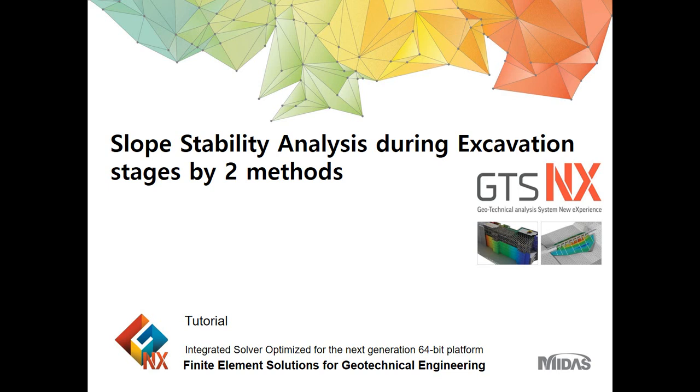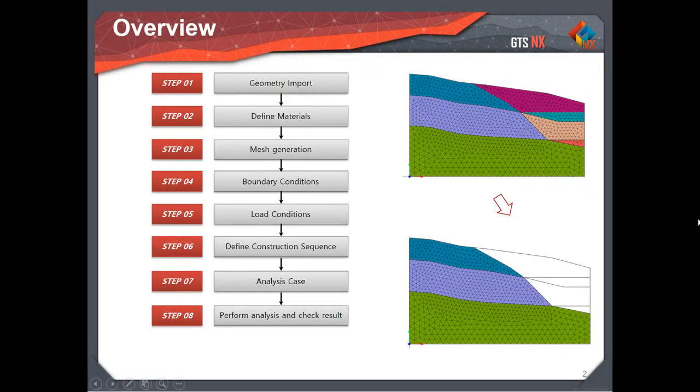Today we're going to do a slope stability analysis through a sequence of excavations by two different methods using GTS NX. Our problem will be a 2D model. As you can see here, we will do a series of excavations and get a factor of safety through each stage. This is the procedure we will have.